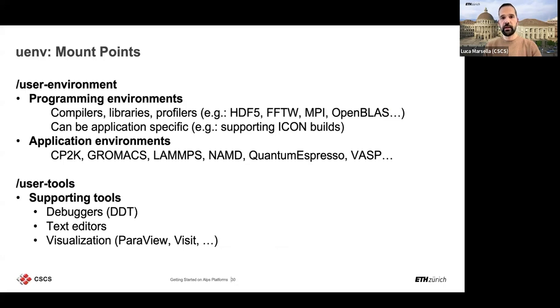You can also use applications directly. For instance, we support ICON builds, and you can find other application environments, like we provide UENV images for CP2K, GROMACS, LAMMPS, and other community codes that are typically used by CSCS users. We also have the possibility to have tools in UENV images like debuggers, text editors, or visualization tools.